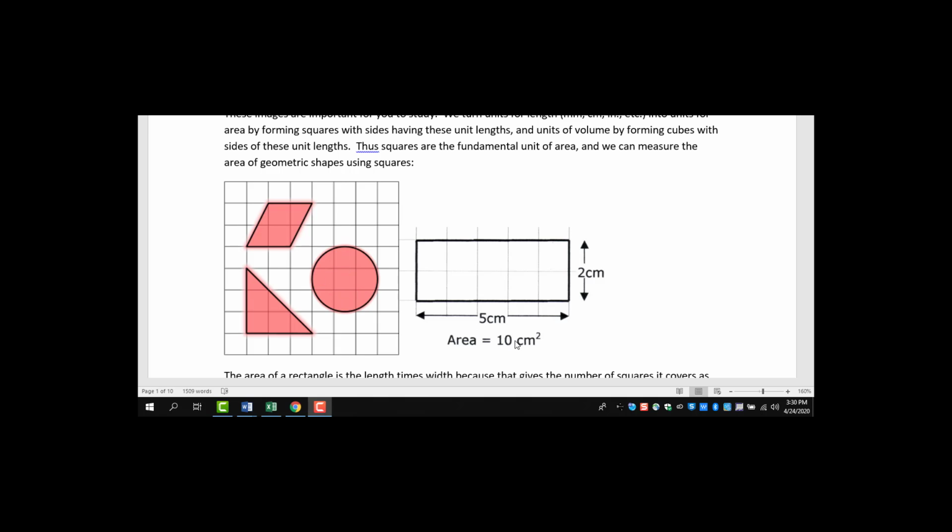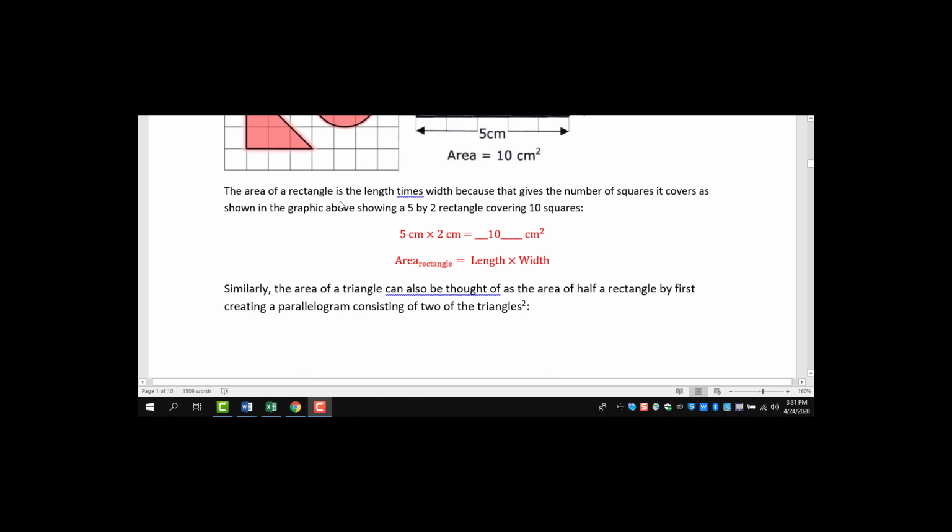So here's one formula. The area of a rectangle is the length times the width, but you also multiply the units. So it would be 10 square centimeters. That's the area. 1, 2, 3, 4, 5, 6, 7, 8, 9, 10. The area of a rectangle is the length times the width because that gives the number of squares it covers, right? 5 times 2 is 10, multiply the units also. If that was inches, it would be square inches.